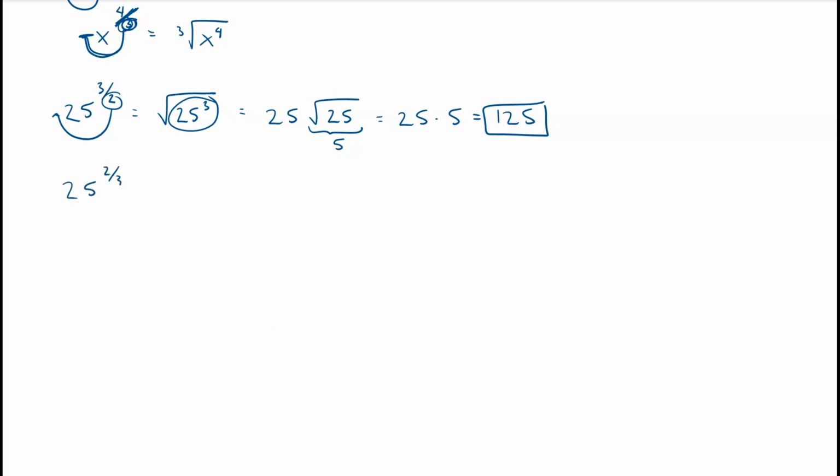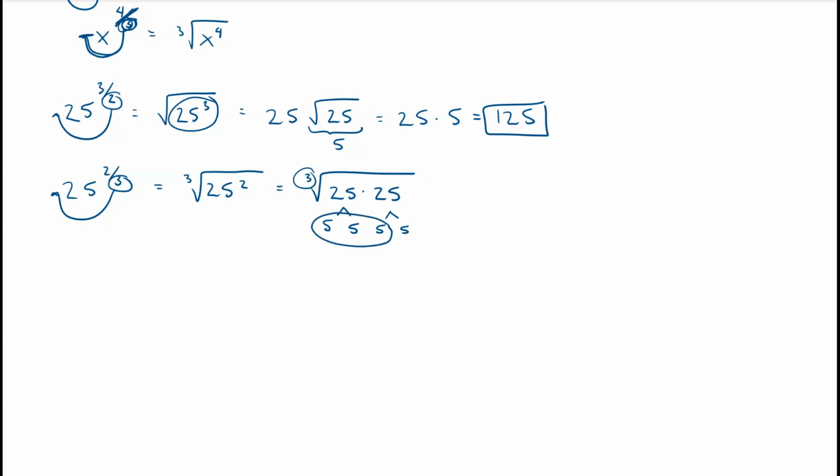25 to the 2/3. The little monkey in the tree swings around, lands on another branch, so I have the cube root of 25 squared. I could multiply that together and get 625, but a better way maybe is to say that that is simply 25 times 25, and that becomes 5 times 5 and 5 times 5. We're looking for sets of 3. I've got one set of 3 with 1 left over, so you should end up with a 5 cube root of 5.